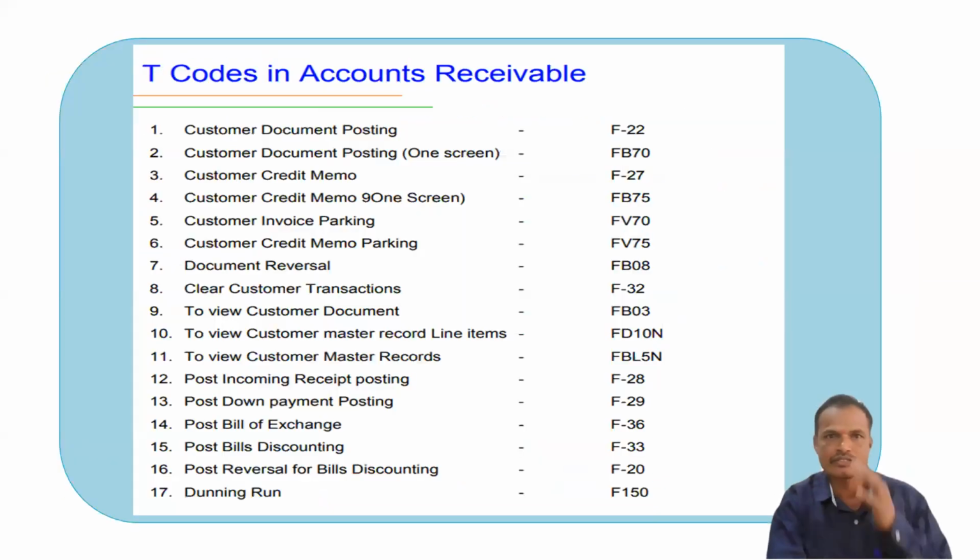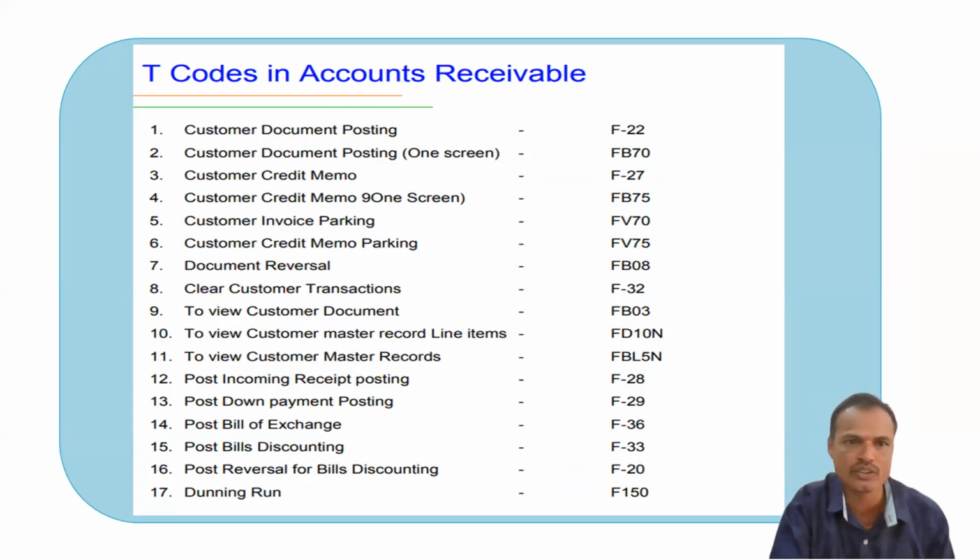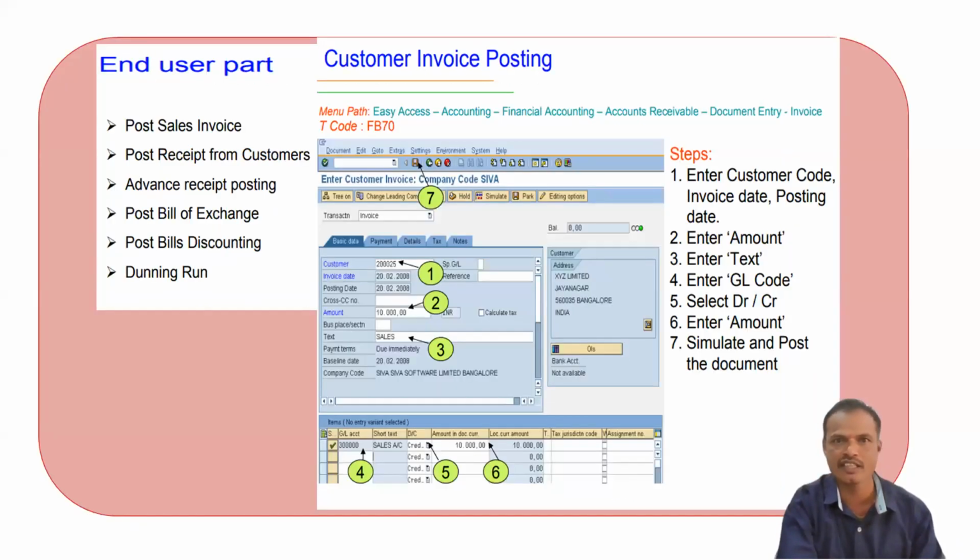And after that, T-codes for accounts receivable. We have some list of T-codes here. Customer document posting is FD22. Customer document posting is FD70. FD70 means like this, we have seen the screen for that. The T-code is FD70.